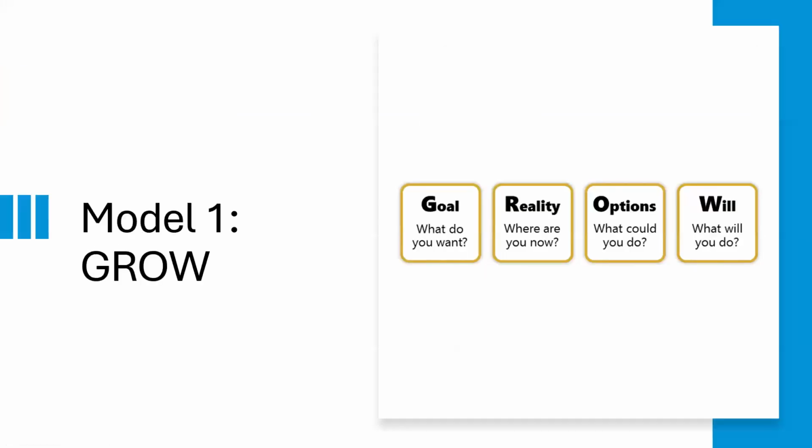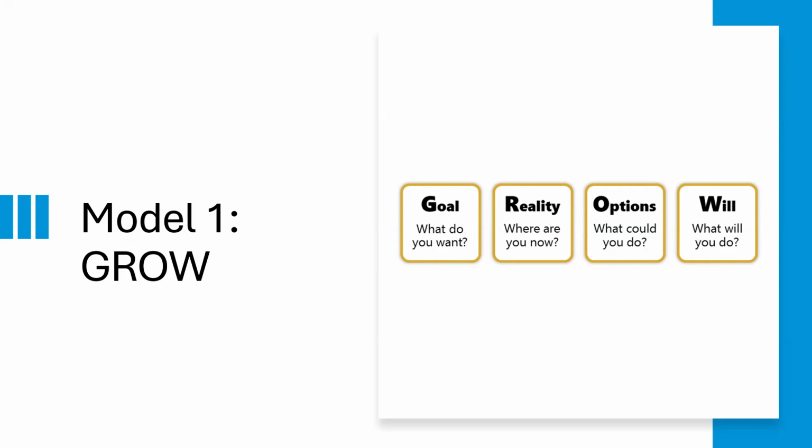First model is the GROW model. If you've done any work in this field, GROW is a really well-liked and well-known framework. It stands for goal, reality, options, and will, mostly associated with coaching rather than mentoring. The idea here is that the coach working with their client establishes this map of the world. So goal, what are you trying to get to? What do you want in the future?